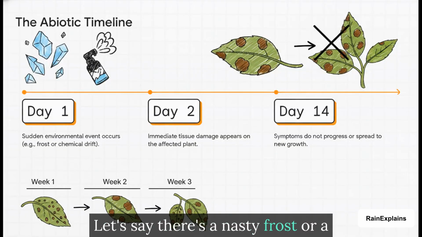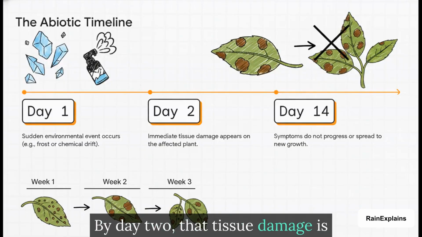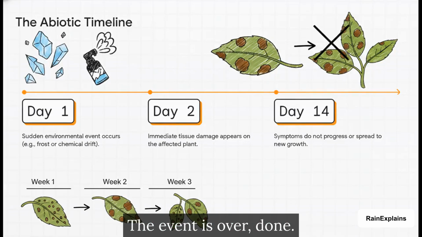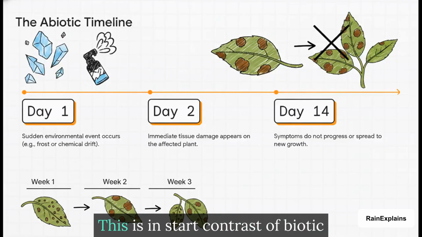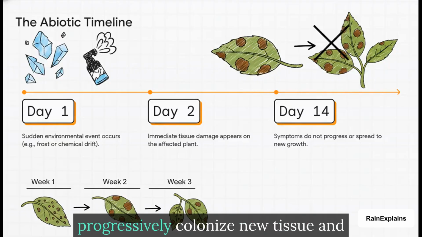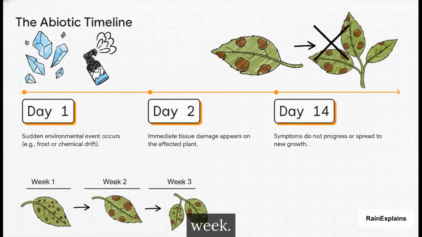Let's say there's a nasty frost or a chemical drift on day 1. By day 2, that tissue damage is immediate and totally visible. But check back on day 14, the symptoms haven't spread to the new growth at all. The event is over, done. This is in stark contrast to biotic diseases, like fungal leaf spots, which progressively colonize new tissue and just keep getting worse week after week.